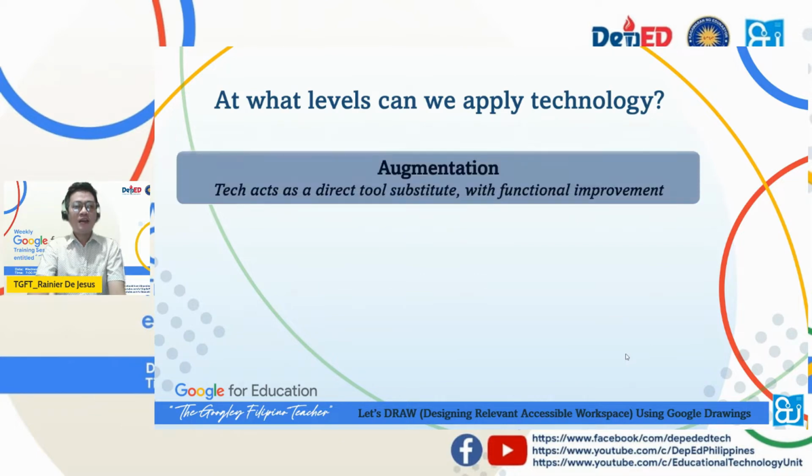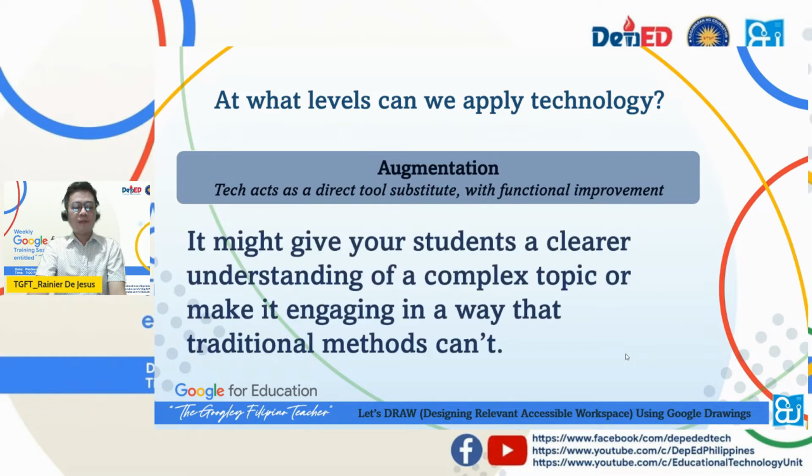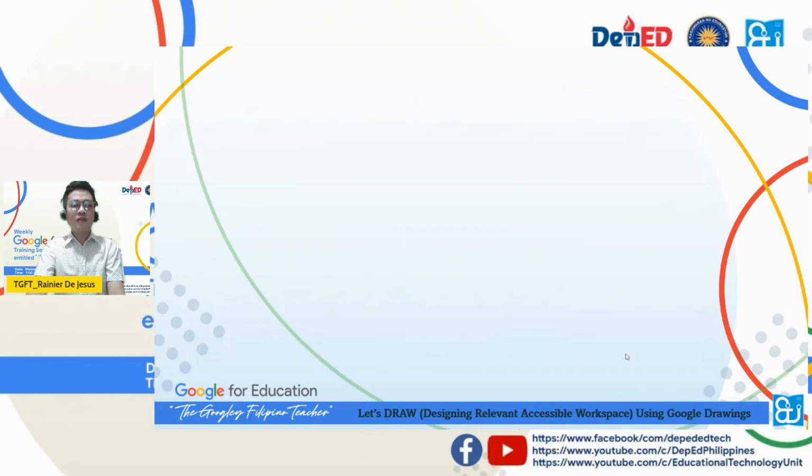Our next phase is augmentation. Technology acts as direct tool substitute with functional improvement. The technology is again directly substituted for a traditional tool or method, but with significant enhancements to the student's experience. Ask yourself if the technology increases or augments a student's productivity and potential in some way. It might give your students a clearer understanding of a complex topic or make it engaging in a way that traditional methods can't. So let me give some examples of augmentation.